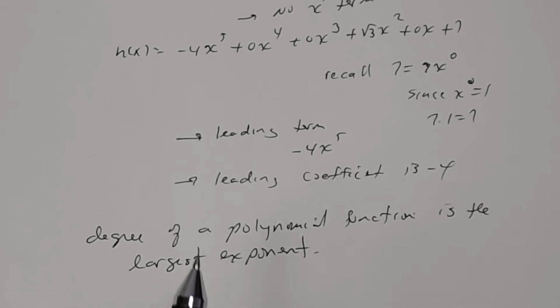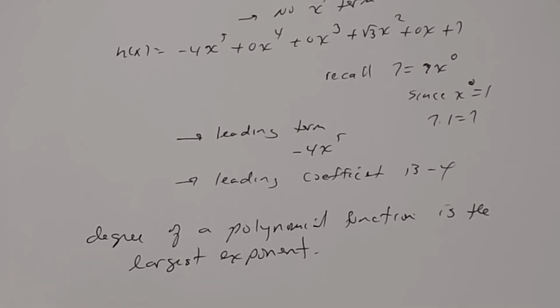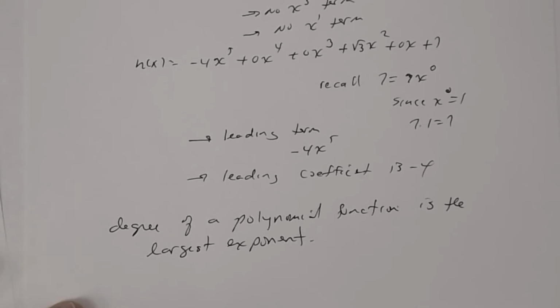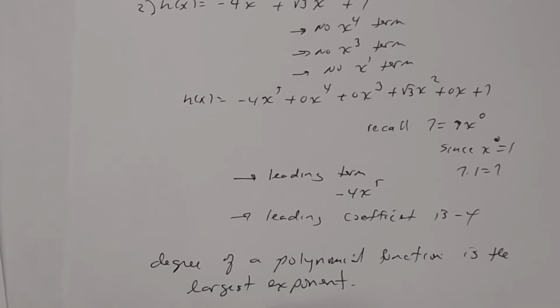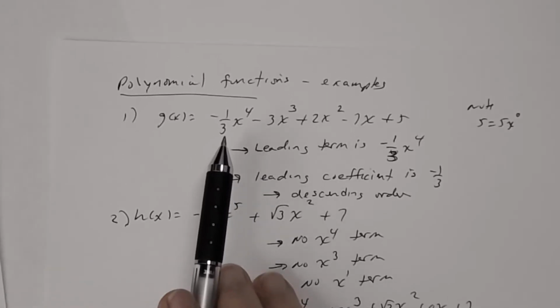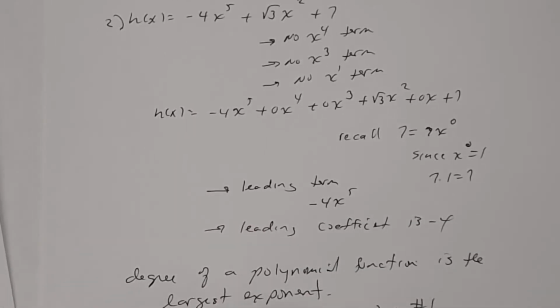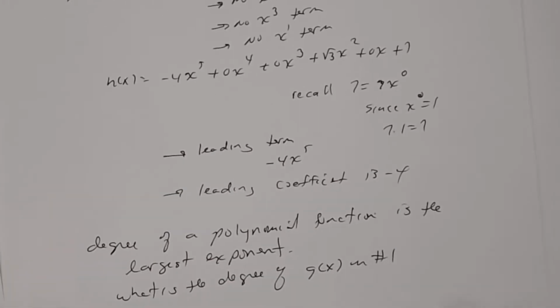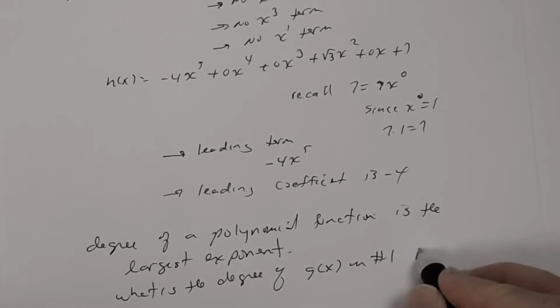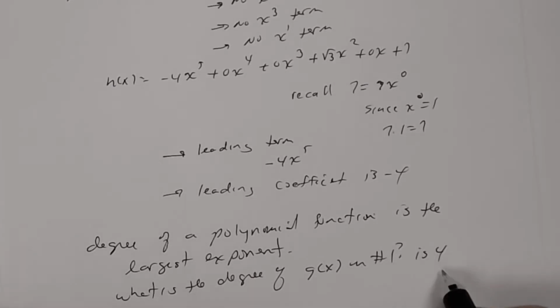Okay? So if I go back and look at number 1, first of all, it's a polynomial function, so a polynomial function will have a degree. So the question is this: what is the degree of g of x in number 1? Remember, we just said the degree of a polynomial function is the largest exponent. So which one's the largest? What's the largest exponent here? 4. So the degree is 4. So the answer is 4.